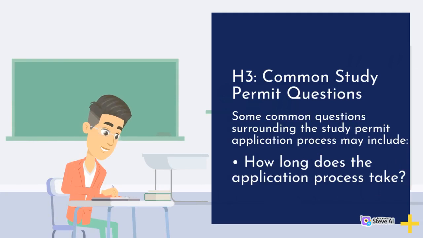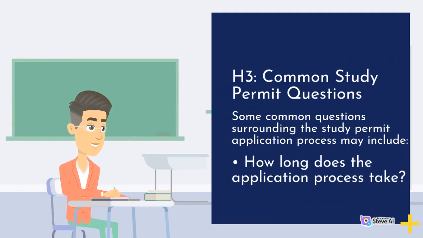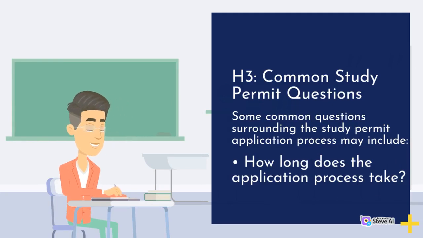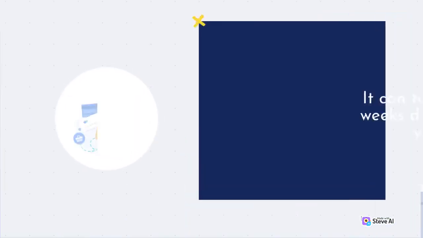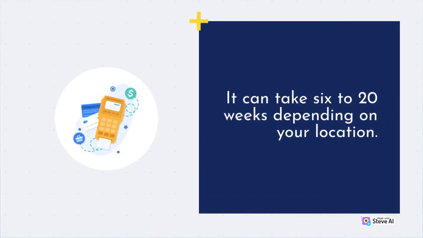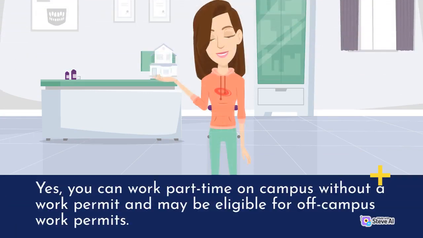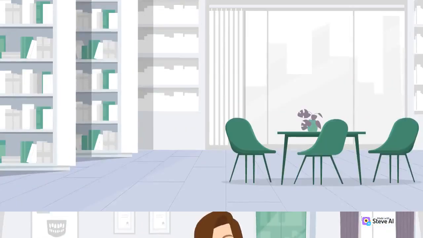Common study permit questions. Some common questions surrounding the study permit application process may include: how long does the application process take? It can take 6 to 20 weeks depending on your location. Can I work while studying? Yes, you can work part-time on campus without a work permit and may be eligible for off-campus work permits.